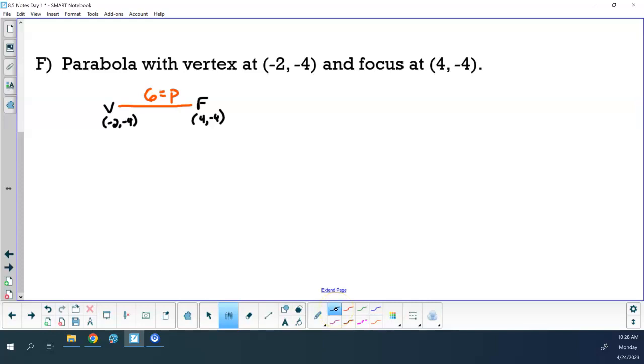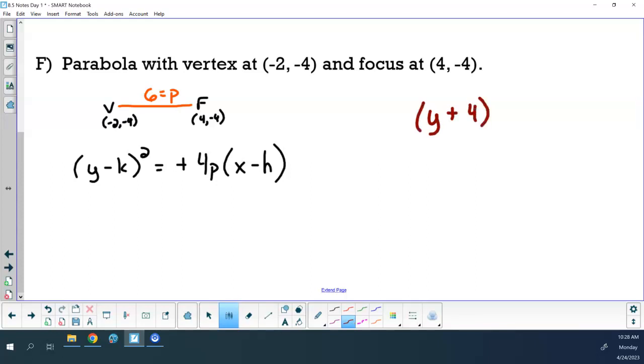A right opening parabola has y minus k quantity squared equaling positive 4p times the quantity x minus h. So that would then be y plus 4 quantity squared equals 4 times 6, which is 24, times x plus 2. That would be the general form of it.